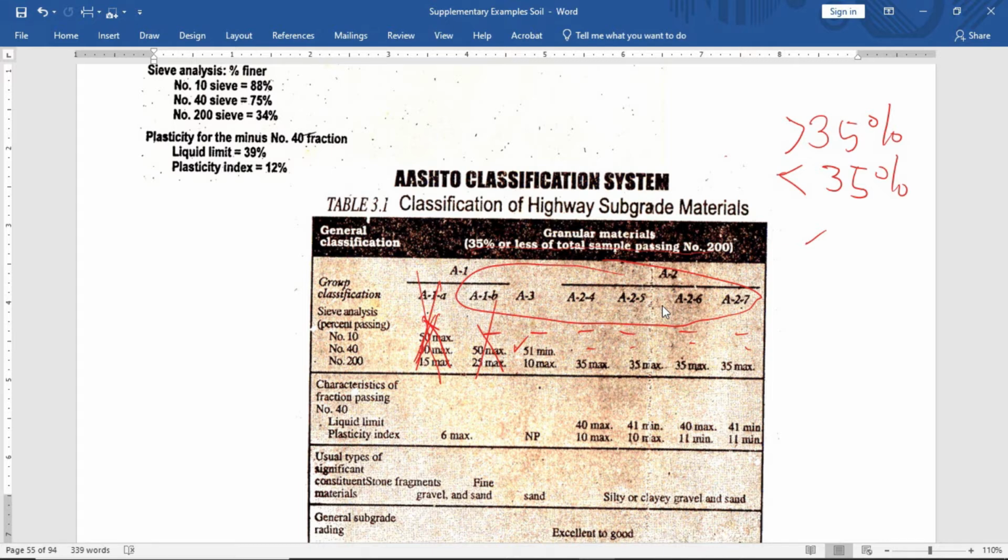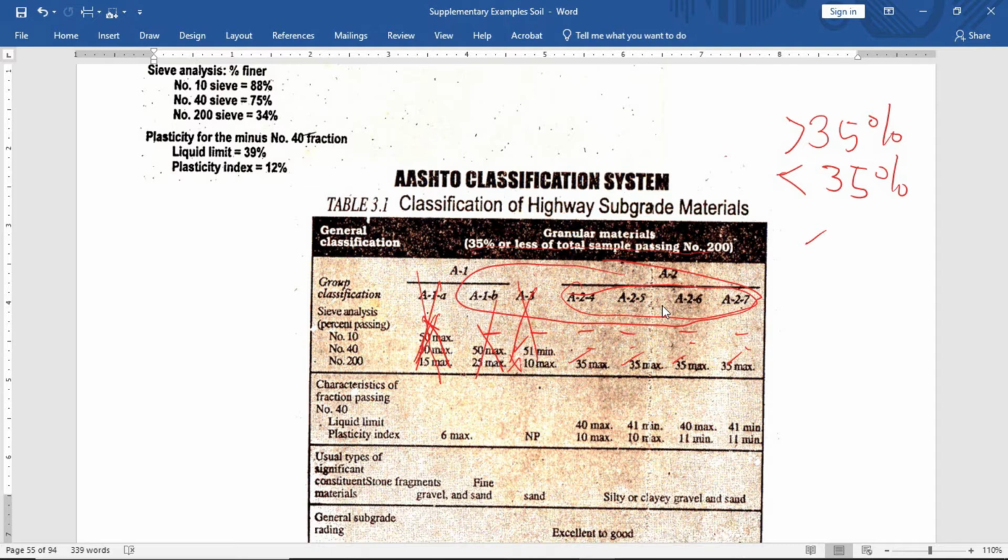Punta naman tayo sa number 200. Dito lang tayo magkakatanong. Sa number 200, ang maximum lang is 10 sa A-3, so hindi na siya pwede. Ibig sabihin, hindi na natin consider to. Ito, maximum daw is 35, so okay to. Okay tong A-2-4. Dito na tayo magtutuloy.